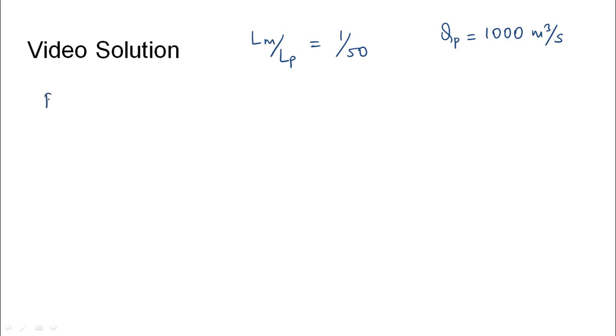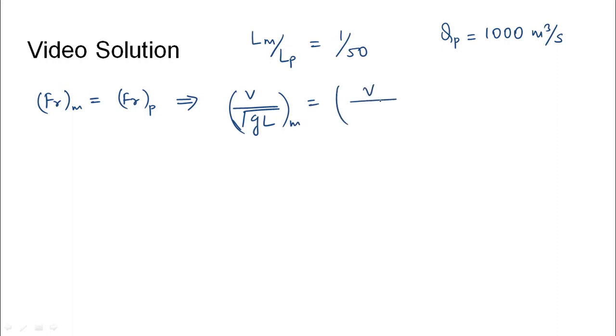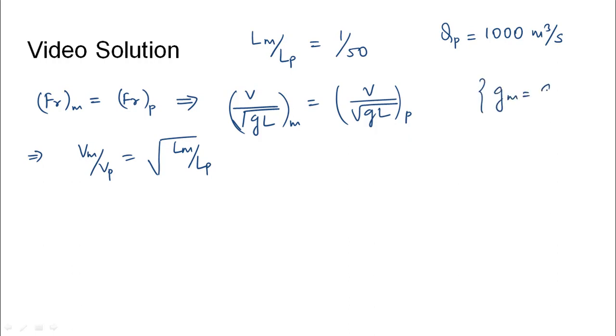As we saw, the Froude's number for model should be equal to the Froude's number for the prototype as per kinematic similarity. As per this, we would get V by root over gL for the model equals V by root over gL for the prototype. Taking V on one side, we would get Vm by Vp equals square root of Lm by Lp. It was given in the question that there is no difference in the gravitational acceleration. This is our first equation.